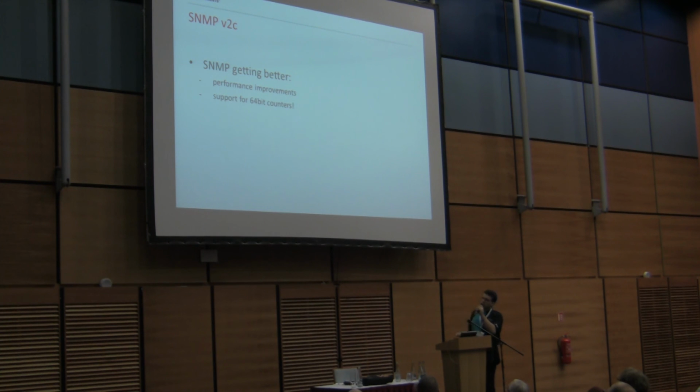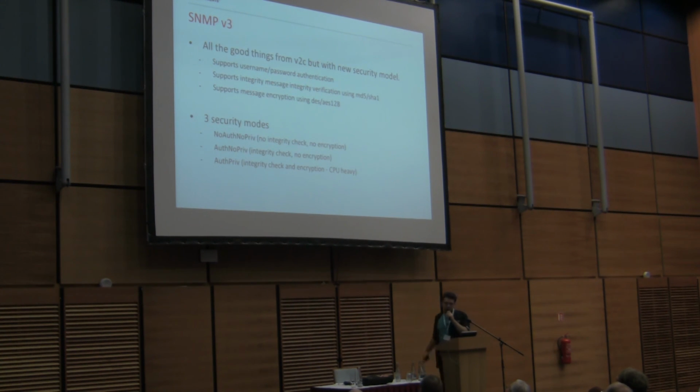There are a lot of performance improvements. You have bulk, walk, and stuff that we will get into in a second. And mainly support for 64-bit counters. Yay, it doesn't overflow anymore. And why the C in the name? Because it still uses a community string for authentication. So that's version 2 community.